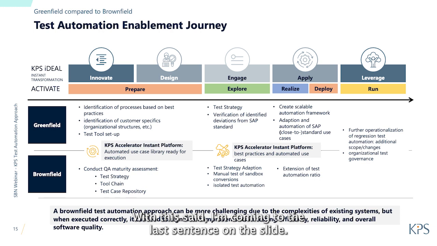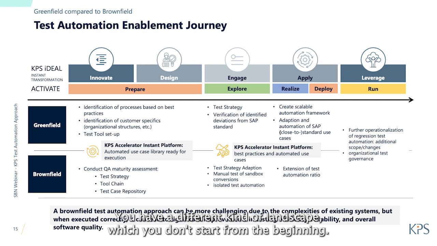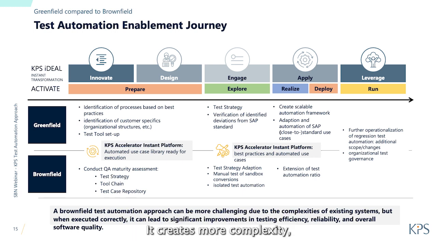With this said, I'm coming to the last sentence here on the slide. So test automation, even in brownfield, is possible. We think it's more challenging, obviously, because you have a different kind of landscape. You don't start from the beginning. It creates some more complexity, but we believe there's also a big benefit when you have a brownfield approach, that you start early with your test automation.